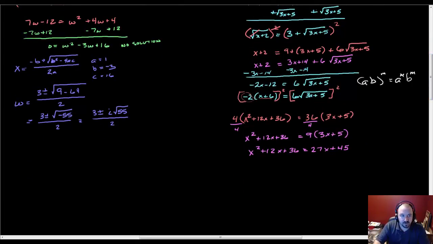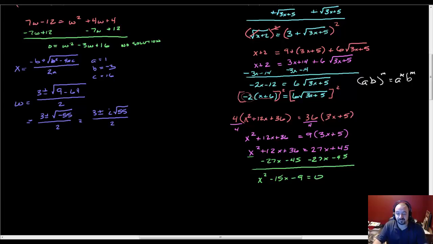From here, I'm going to go ahead and solve. Now, since I already have this x squared term over here, I'm going to move everything over to the left-hand side and make this 0. So subtract 27x and subtract 45 from both sides. That's going to give me x squared minus 15x minus 9 is equal to 0.